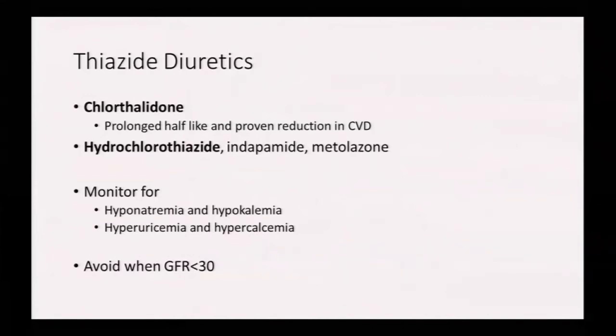You should monitor for hyponatremia, hypokalemia, high uric acid, and high calcium. Avoid using thiazides in GFR below 30 because they have lower efficacy when it gets to that point.